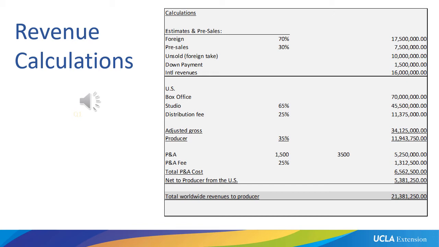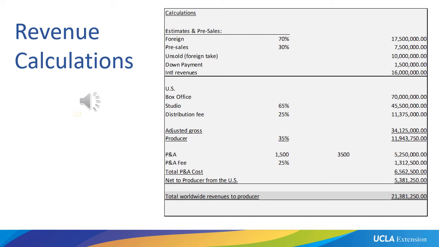Now the studio will charge a distribution fee of 25% of its share. That's 25% of 45,500,000, which is 11,375,000 that have to be paid to the studio in addition. That leaves us with an adjusted gross revenue of 34,125,000, because we have to deduct obviously the distribution fee from the studio share of the box office revenues.